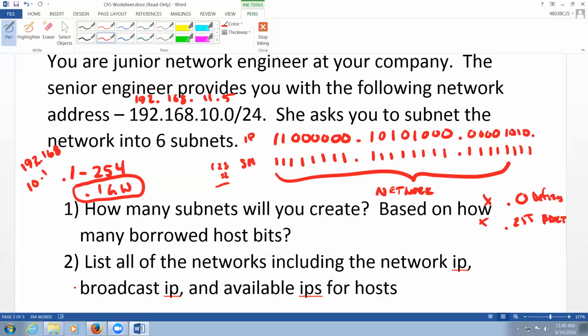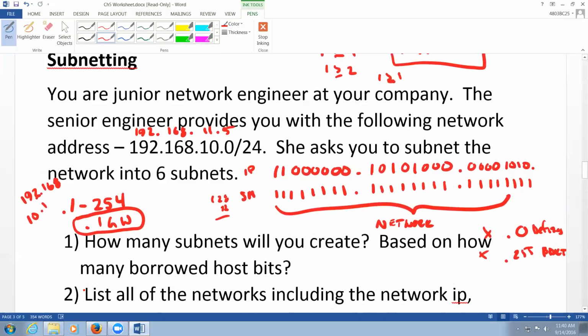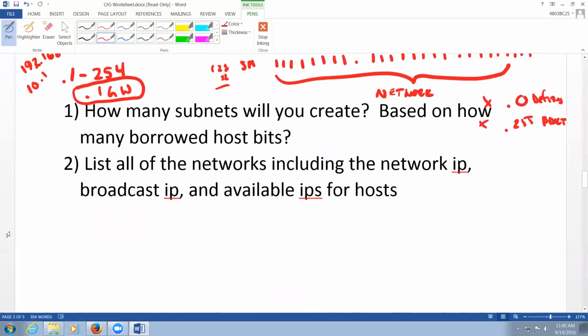You're a junior network engineer at your company. The senior engineer provides you with the following network address: 192.168.10.0/24. She asks you to subnet the network into 6 subnets. So we want to take this one block of network we have and split that out into 6 other networks. Can we do that? How? Tell me how. That's pretty cool. So how do we do that?